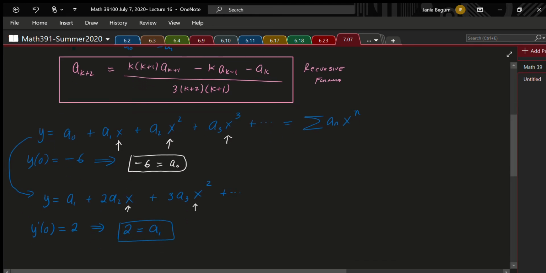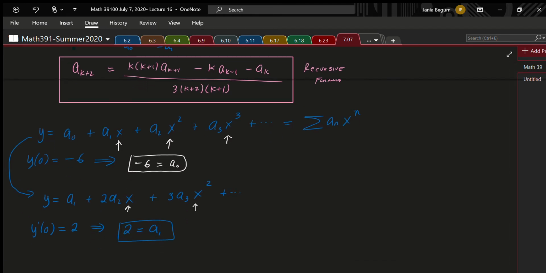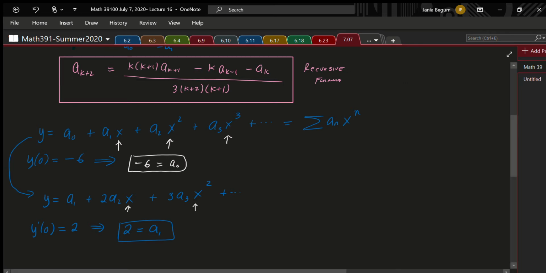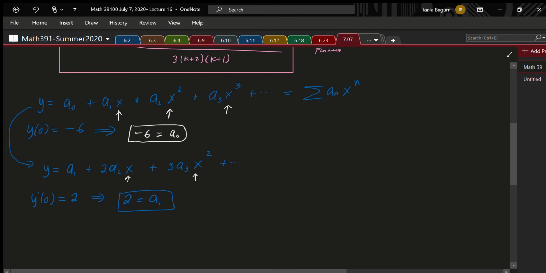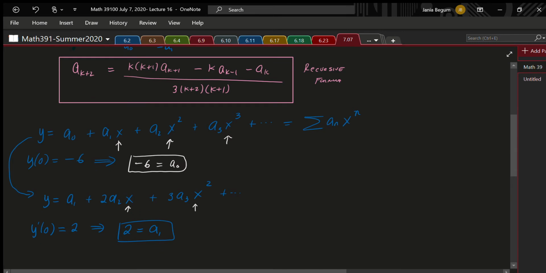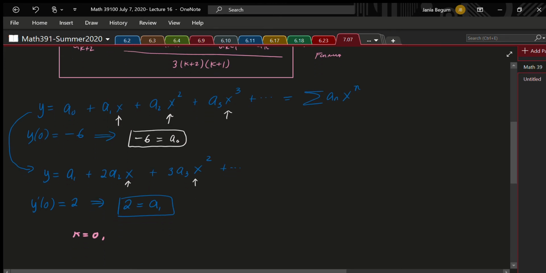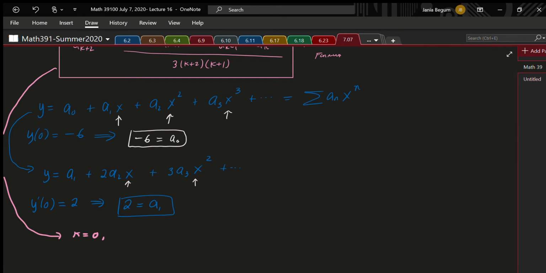So let's do that. Using the recurrence, let's see, how many non-zero terms does this question want? We want the first 4 non-zero terms. So we already have 2 of them, a0 and a1, so we need to go for 2 more. So using the recurrence, if k is equal to 0, I'm going to use the recurrence relation. What do we have? We plug in k equals 0.